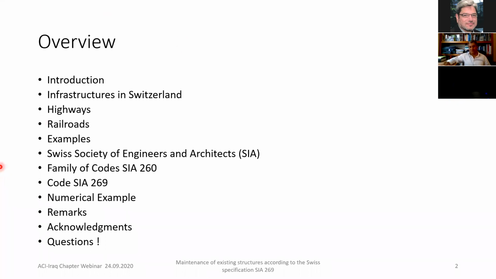So this webinar is designed with a small introduction about Switzerland, then an introduction about the infrastructure in Switzerland, both highways and roadways, and railroads. Some examples of bridges for both highways and railroads, one building, and maybe we'll talk a little bit more about the rehabilitation of the Château-Chillon bridge. It's a highway bridge on the A9.